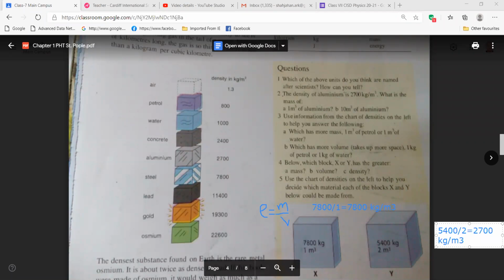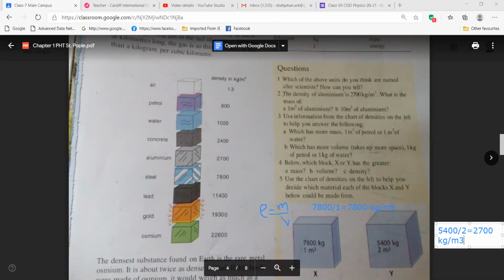So done, everyone. Question 4. Is it clear? Which one has greater density, X or Y? X. X has more density. So you write on your copy that X has more density. Is it clear now? Then question 5.